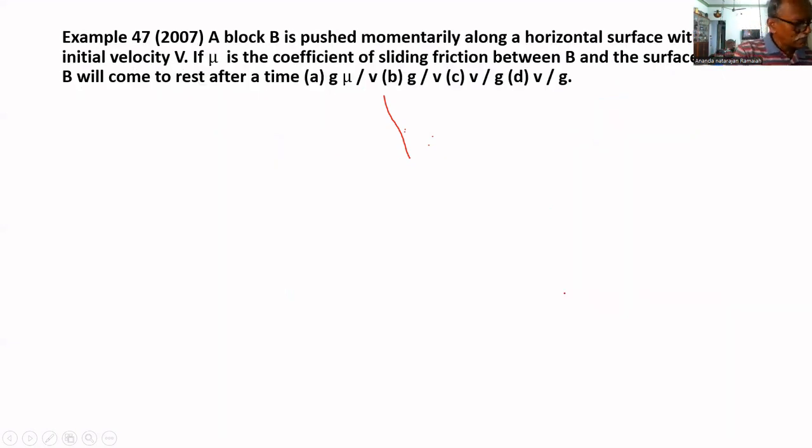In this chapter, totally 81, 83, 85 sums are there, so halfway we came. Shall I stop here? Almost. 47 we'll see tomorrow.